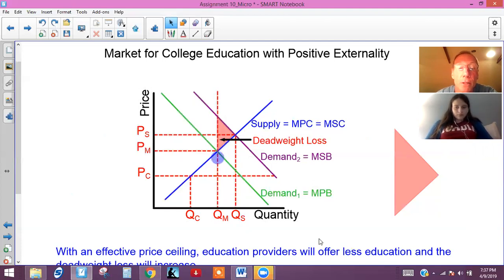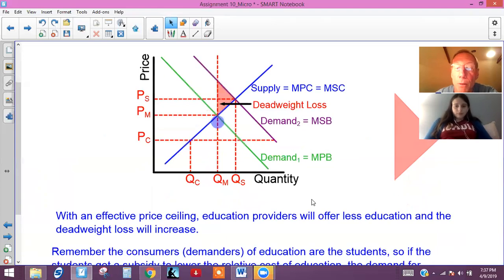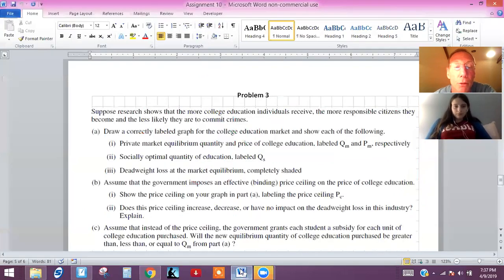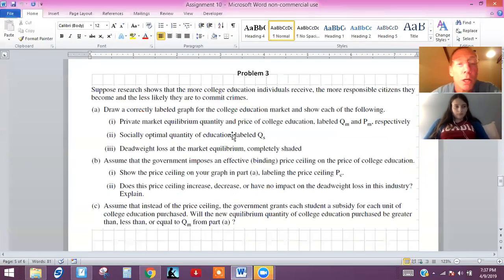And then you're going to add some things when we look at the next question, okay? And then I'll go over all the answers. But let's just get through. Let's see what the next thing is. Okay, so now part B here is we're going to assume that the government imposes an effective or binding price ceiling on the price of college education. Show the price ceiling on your graph, labeling the price ceiling P sub C, and then they are asking you, does this price ceiling increase, decrease, or have no impact on the deadweight loss in the industry?